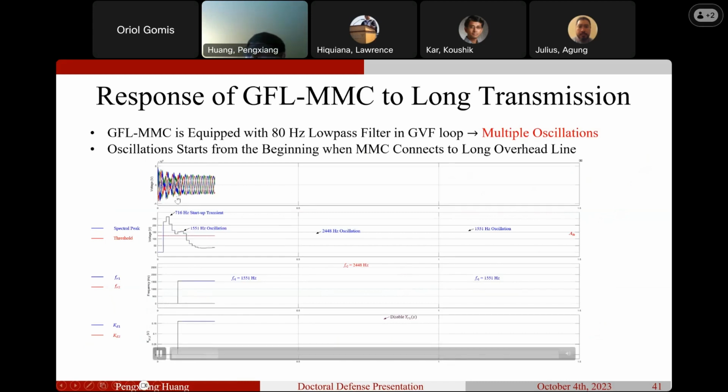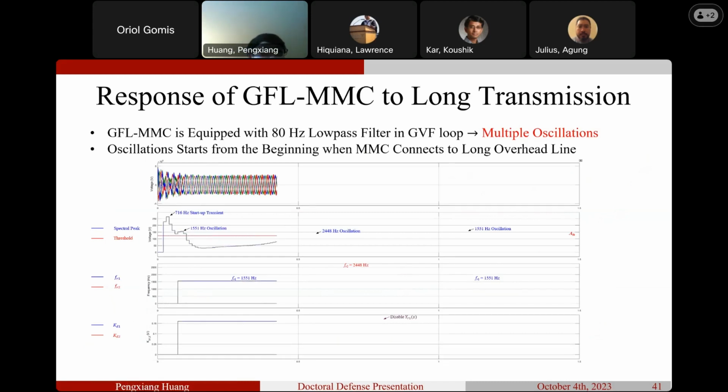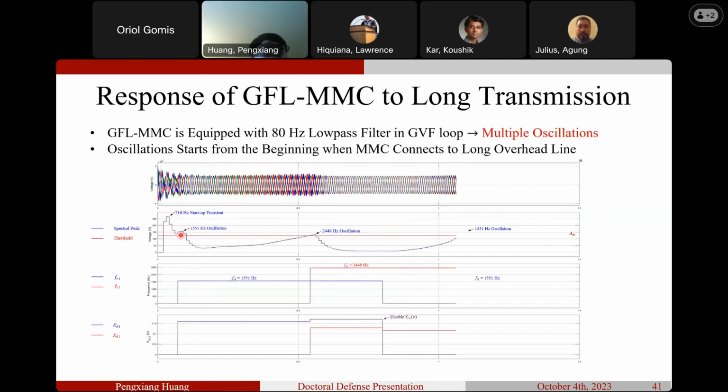So at the beginning, we can use a laser here. At the beginning, there's a transient. A transient is not an oscillation, so you avoid detecting a wrong oscillation. And then you detect the first oscillation, the spectral peak. Then you program a single tune.